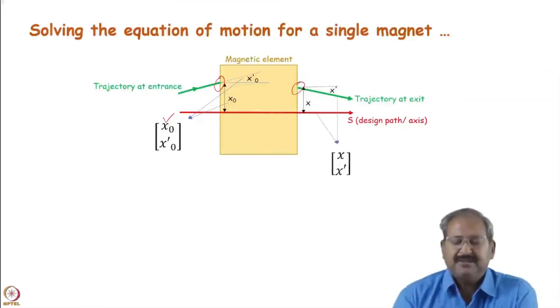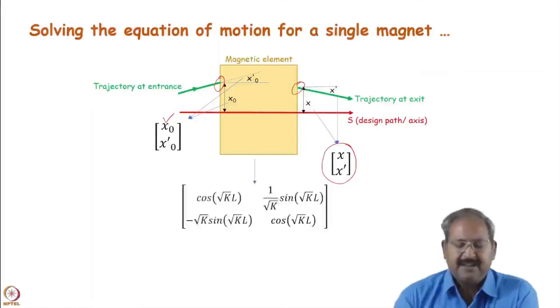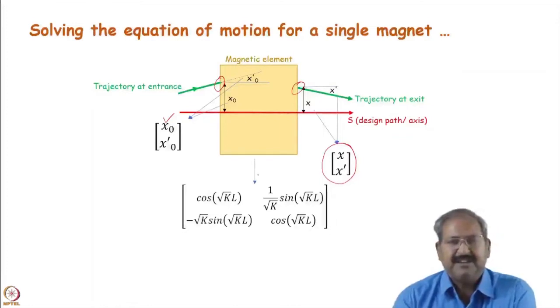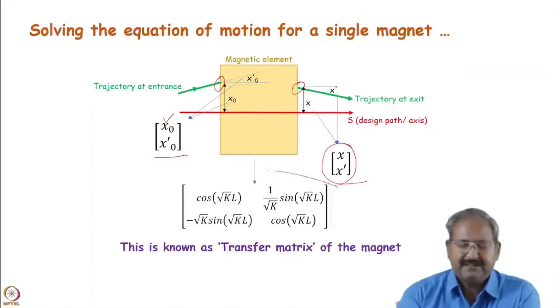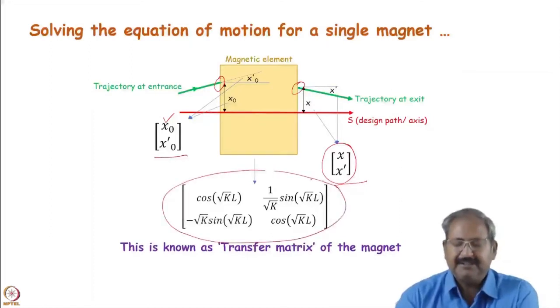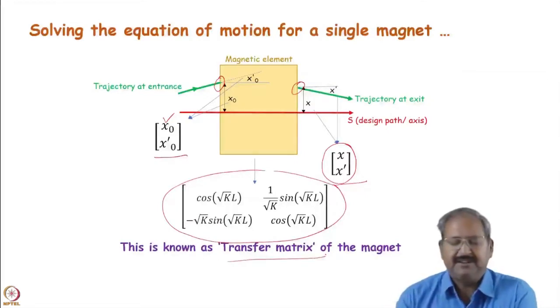So here also you can define a column vector showing the state of motion, or coordinates x and x prime, of this trajectory at the exit of the magnet with respect to the design trajectory. And this is the matrix of this magnetic element which connects the initial coordinates to the final coordinates. And the matrix of any element, in accelerator jargon, is known as the transfer matrix of the magnet.